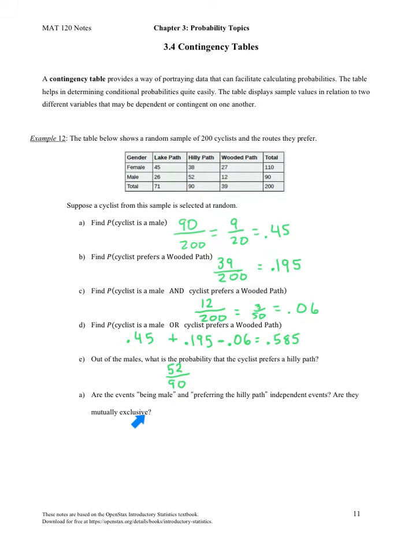Are they mutually exclusive? So we have to ask ourselves, can someone be male and prefer a wooded path at the same time? Sure. So these aren't mutually exclusive either. To show these mathematically, we could do this. The probability of a hilly path being preferred, given that the individual is male, is this, whereas the probability of just preferring a hilly path is this. These are not equal, so the events are not independent.